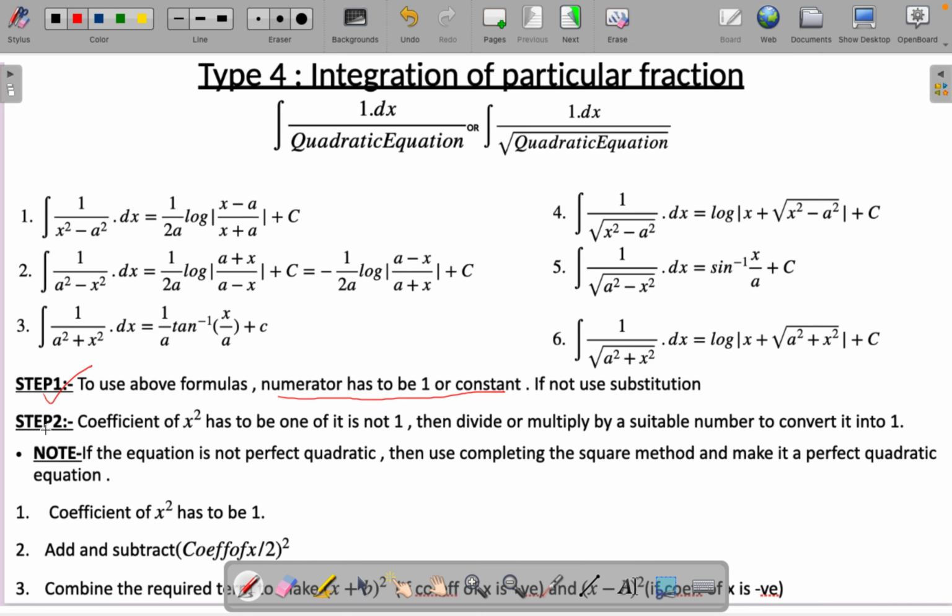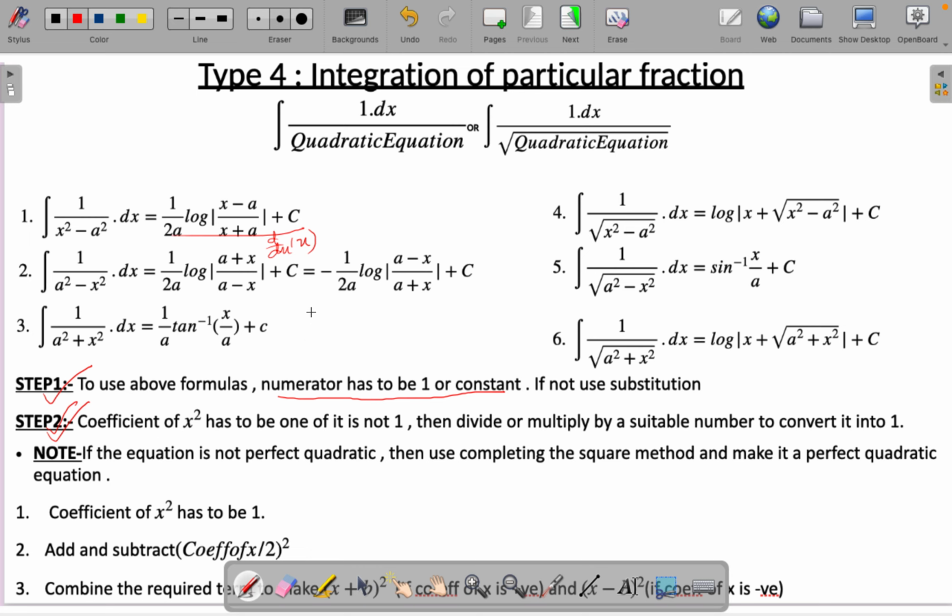The second thing you have to remember: the coefficient of x square has to be 1. If the coefficient of x square is 1, again we have to remember to put 1 upon d by dx of x in every formula, which students generally forget. That is why I have added a single extra step, so that you don't make this silly mistake.